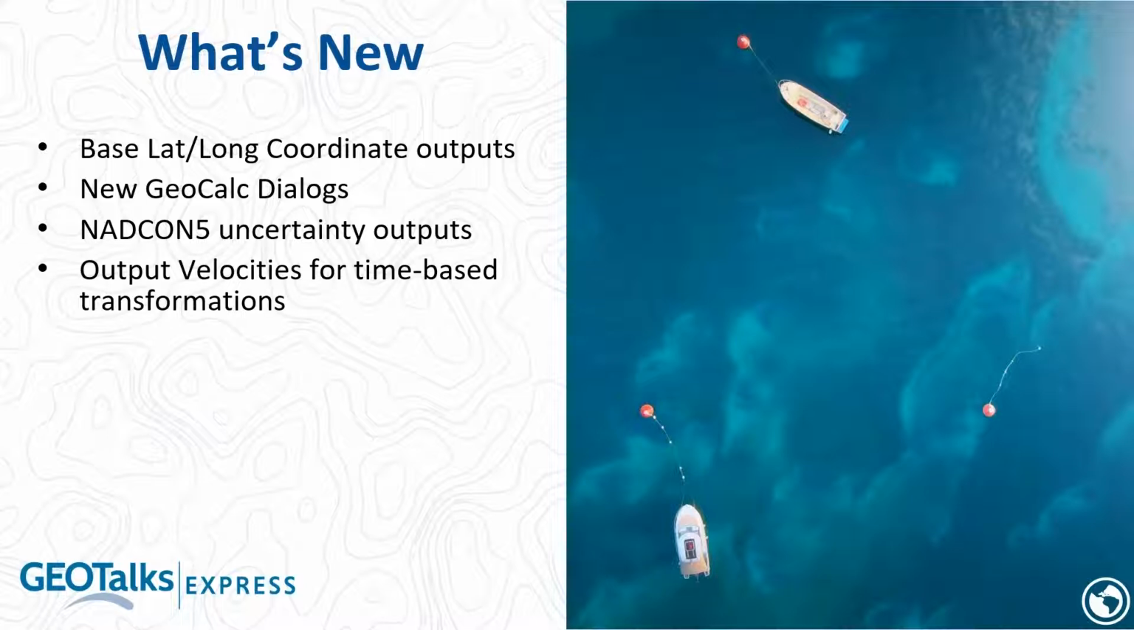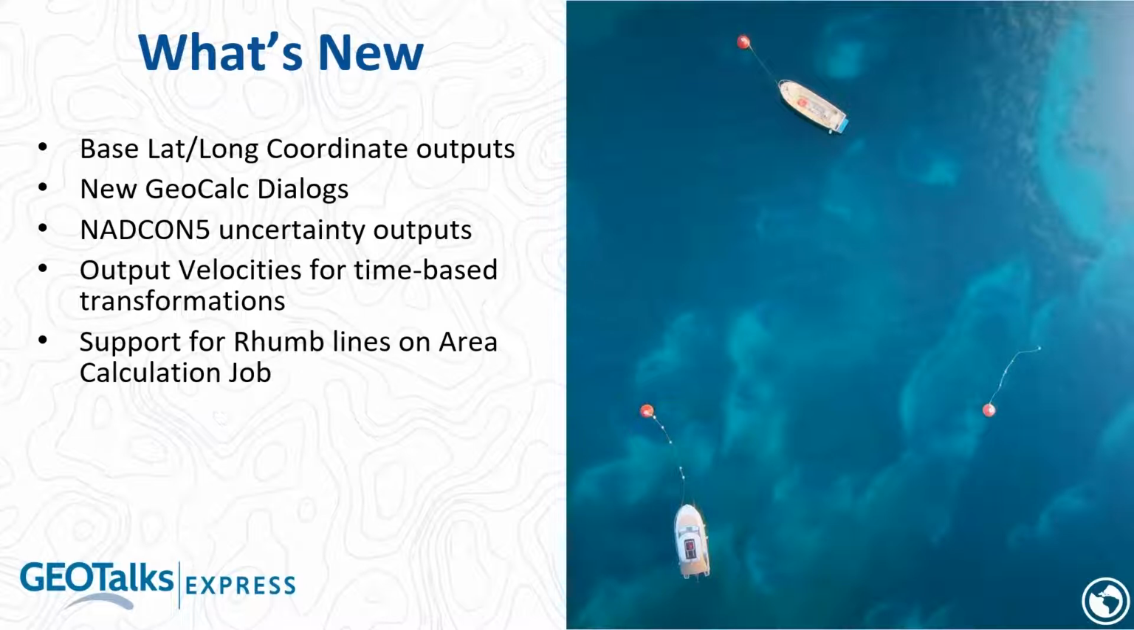We're also going to be taking a look at the output velocities. So for years, we have supported time-based transformations, and folks have requested an output option for the specific velocities being used on a transformation. So we'll be taking a look at how we can get access to that information as well.